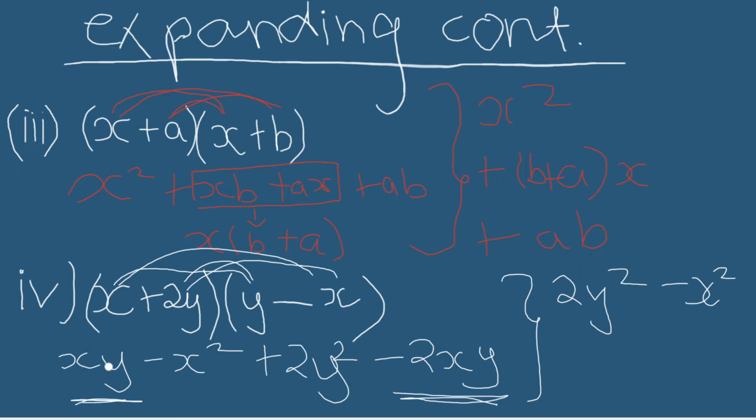And here we can take out, actually this is 1xy, right? 1xy minus 2xy becomes negative xy, right? And yeah, that's your final answer: 2y squared minus x squared minus xy.